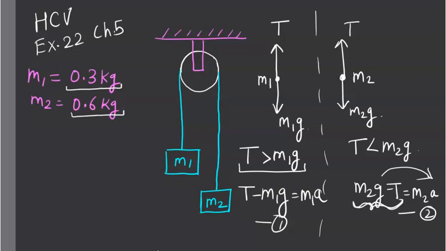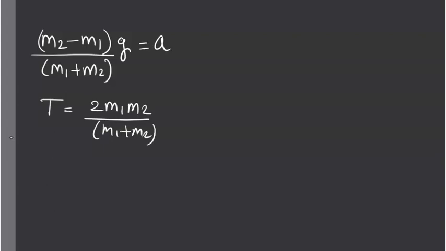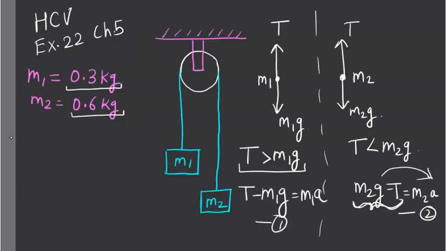Now after adding these two equations, I will directly tell you the answer. We will get (m2 minus m1) upon (m1 plus m2) times g. This is the acceleration we get, and for the tension, if you solve, you will get 2m1m2 divided by (m1 plus m2). Just put this a value in one of the two equations and you will get the tension value.